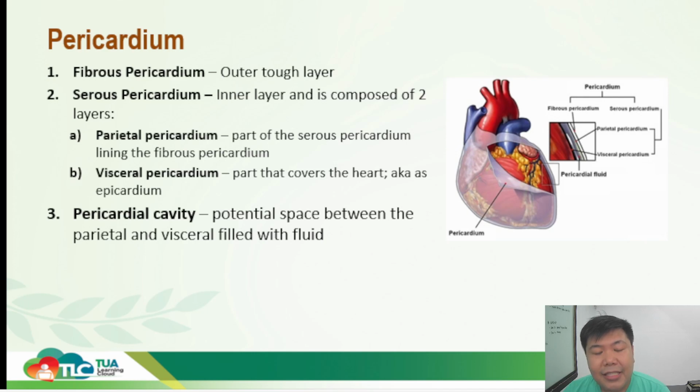And again, it's very important that you know where the pericardial fluid is, because if you insert a needle and it just happens to be too deep, you might puncture the heart. And if you insert a needle and you're just too shallow, then you won't be able to reach the pericardial fluid. And the effort and the pain of the patient will be to no avail. So sayang.